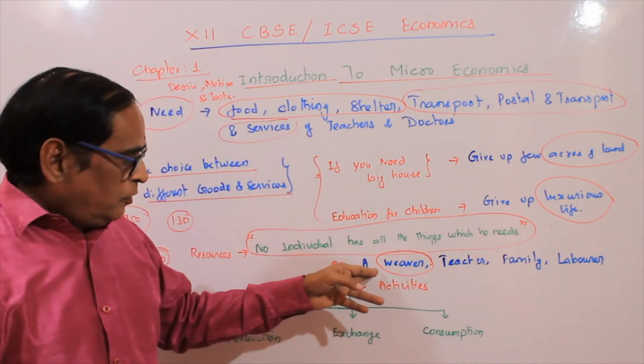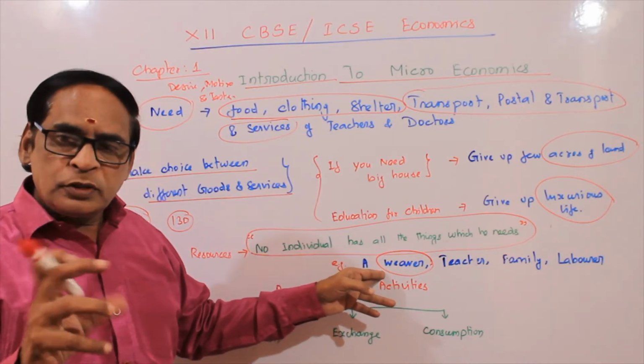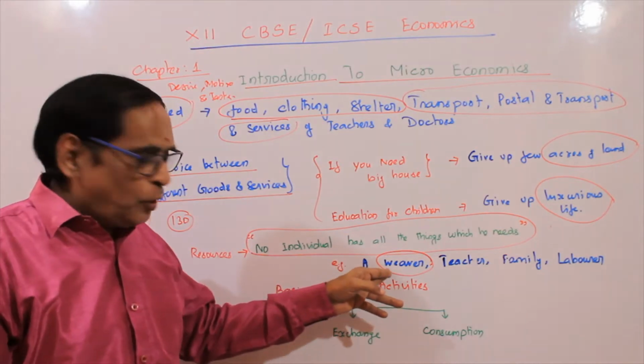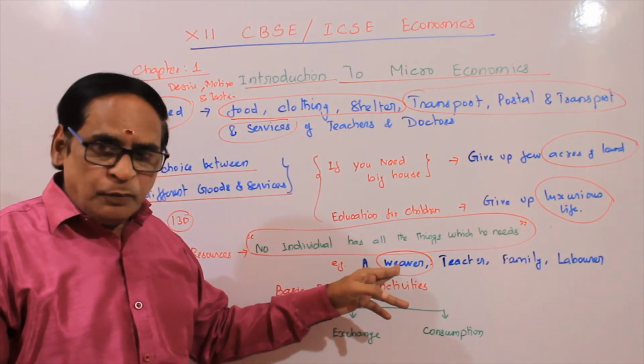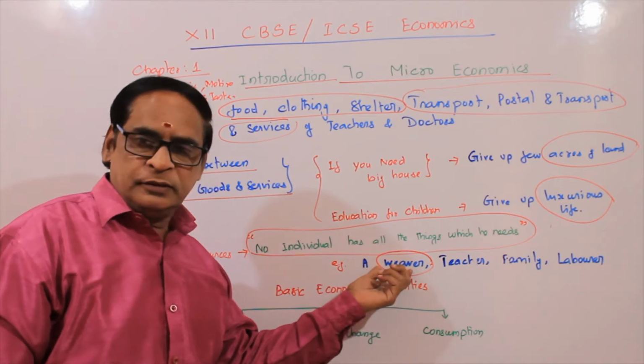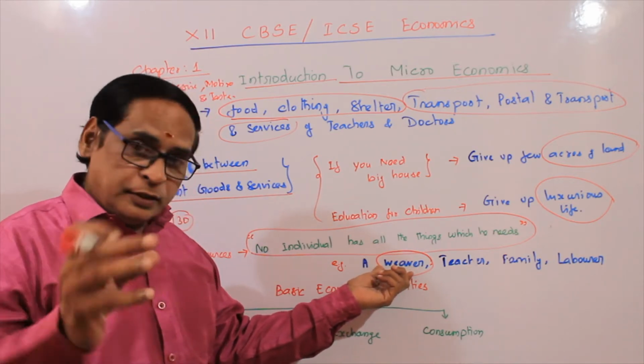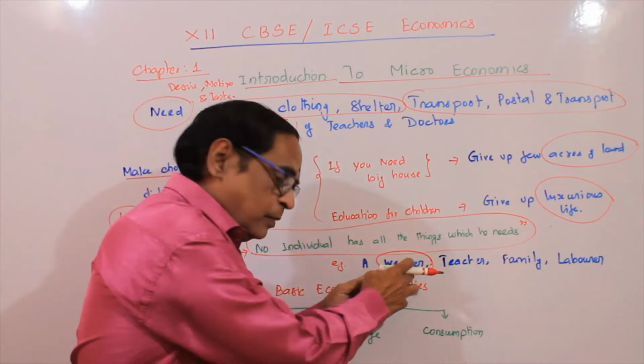What is the purpose of the weaver? What will he do? He has to produce some cloth. If he produces his cloth, it is the only source of income. So on disposal of the cloth, actually the own cloth will be consumed by him.